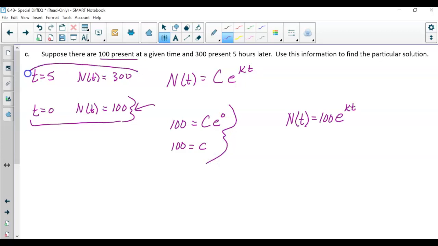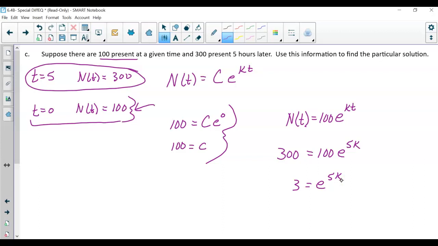Now what are we going to do? Well, now we're going to use our other condition here so we can find our K value. Remember that K value, that's going to be our rate of decay or growth. And I think this was what? This was a growth problem. So our K value better be a positive value because it's growth. But all I got to do is plug in my 300 equals 100 e. Well, time is 5, so that's going to be 5K up there. Okay? And you do know how to solve this algebraically because you're going to divide both sides by 100 and you're going to get 3 equals e to the 5K.